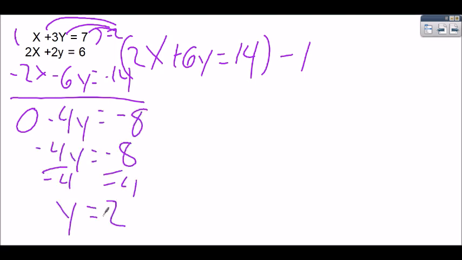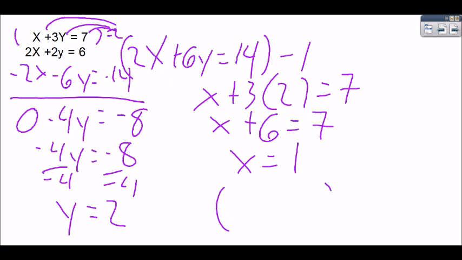Now I have y, I can go back, I can do this equation, this one, or this one, plug in for y, and I should find x. I'm going to do this one because, again, x is all by itself with no number in front. So the point where these two lines cross is at 1, 2.